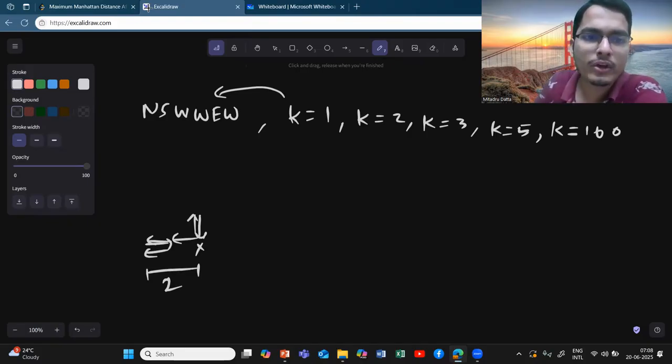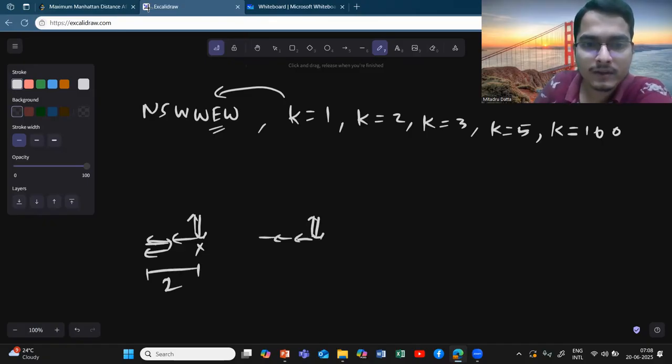So you can change one of the east to west. First of all, an intuition might come to you that you can change one of the east to west. In that case, what will happen? You will move one distance to north, one distance to south again. Then you will keep moving west 4 times. So you achieved a Manhattan distance this time of 4.